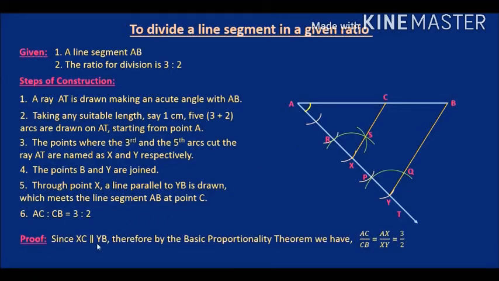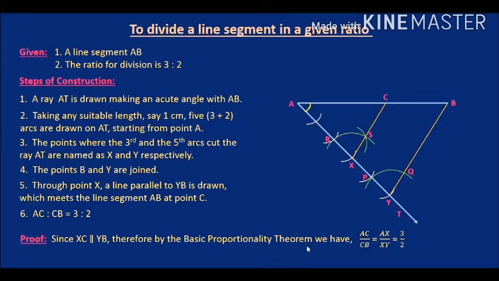So how to prove? Since XC is parallel to YB. Now, XC is parallel to which one? YB. And these two angles, your angle X and angle Y, are which angles? Corresponding angles. So when the corresponding angles are equal, then the two lines are parallel to each other. So XC is parallel to YB.